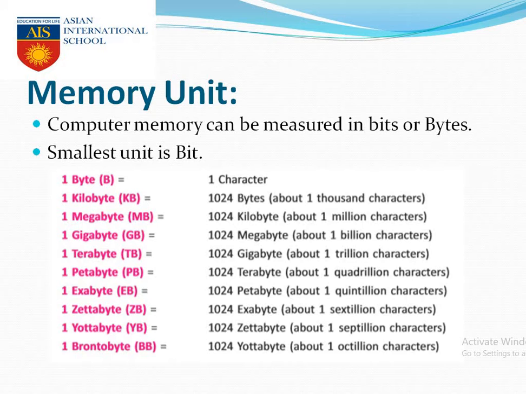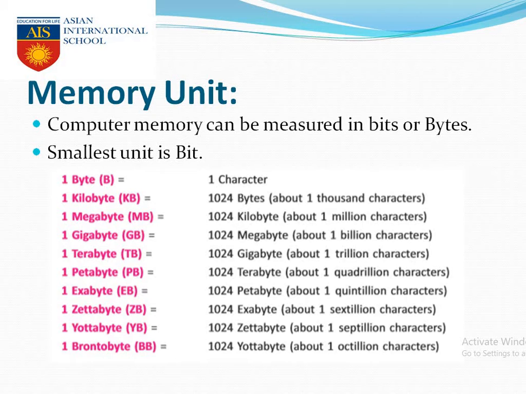Now a byte is equal to 1 character, that means it is equal to 8 bits. So 1 byte is equal to 8 bits. Next is 1 kilobyte, which is equal to 1024 bytes. Next comes 1 megabyte, which is equal to 1024 kilobytes. Next, a gigabyte, which is equal to 1024 megabytes. In the same way, next are 1 terabyte, 1 petabyte, 1 exabyte, 1 zettabyte, 1 yottabyte and 1 brontobyte.